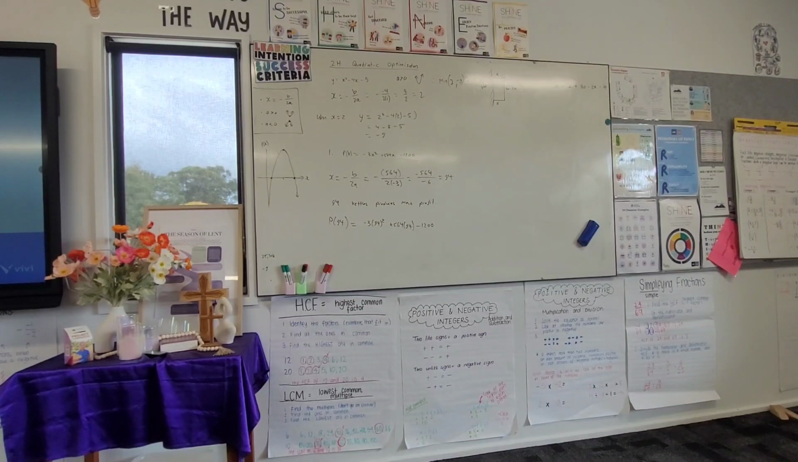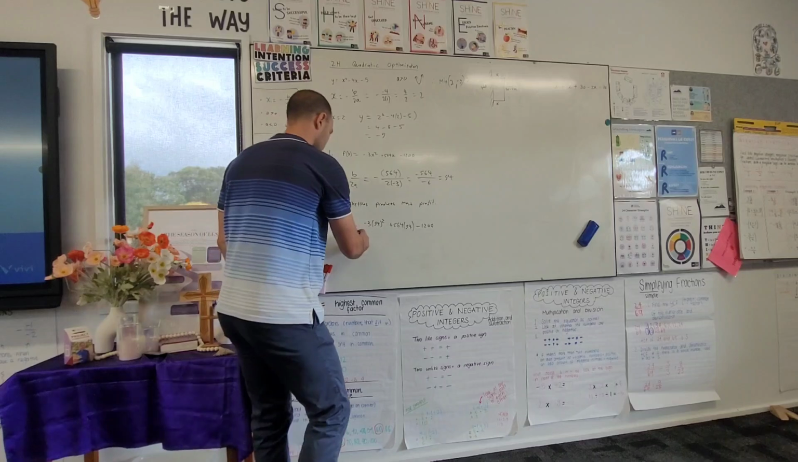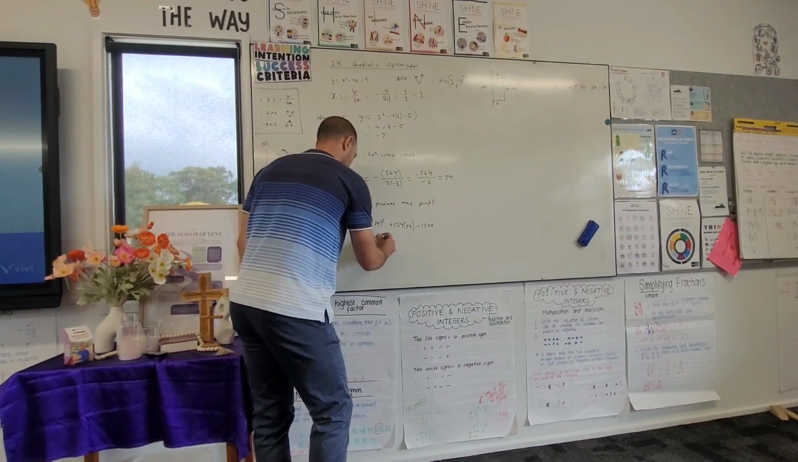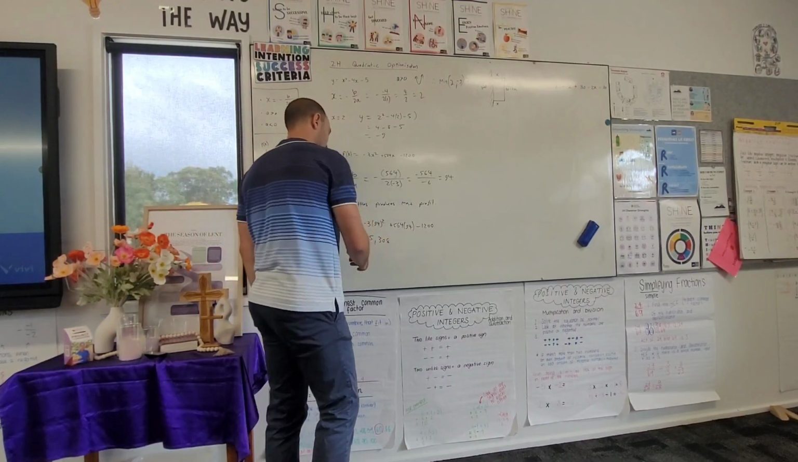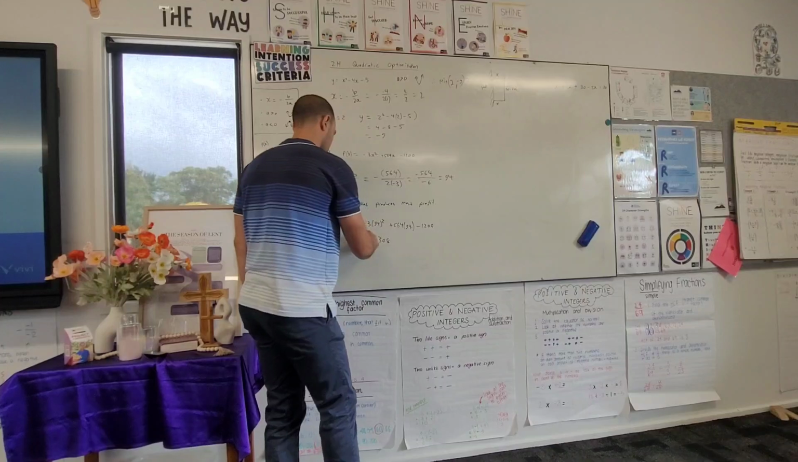Alright, so we're definitely relying on our calculator for that one. 25,308. And a unit, it's in dollars.